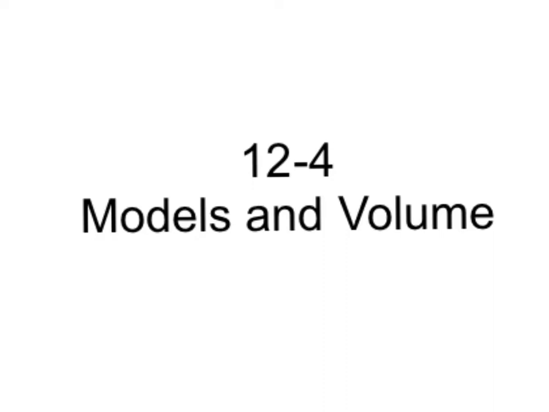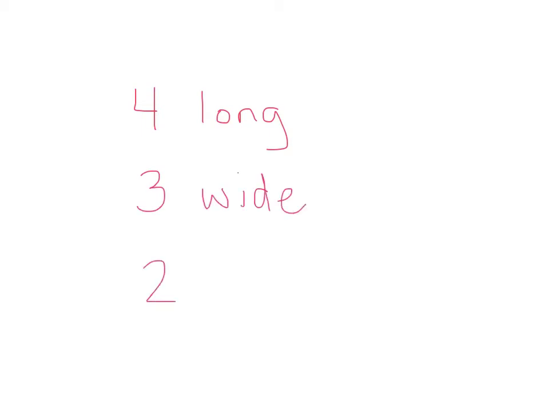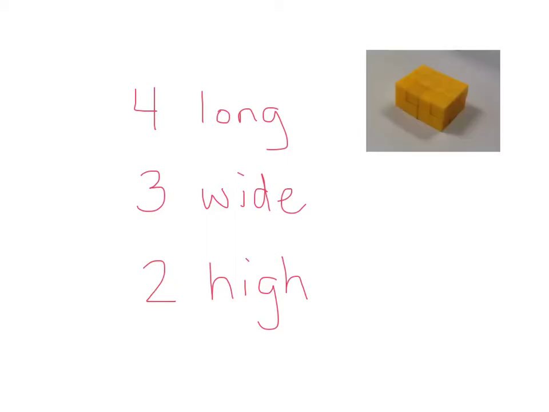Here we have 12.4, models and volume. Let's say I asked you to build a rectangular prism, and I wanted it to be 4 units long, or 4 cubes long, 3 cubes wide, and 2 cubes high. Your rectangular prism might look like this. Here I have 4 cubes long by 3 cubes wide by 2 cubes tall.